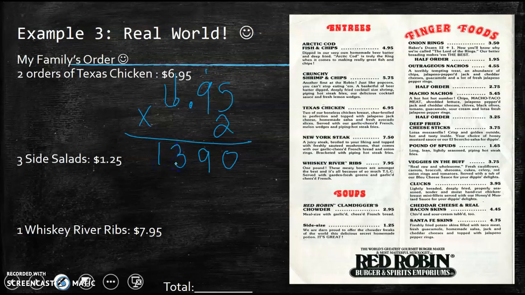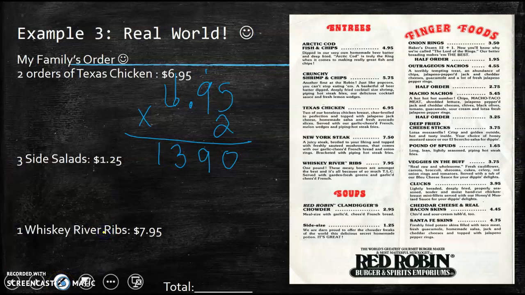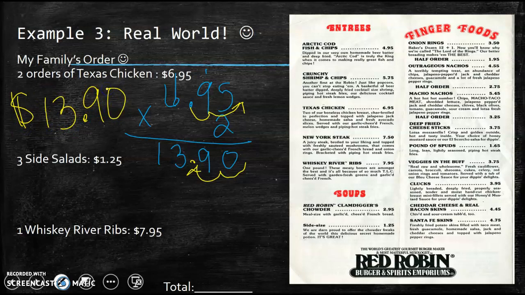Okay. And then now I can kind of think about, oh, well, I would have shifted the decimal twice and rewritten it. Instead, I kind of took a shortcut. So I'm going to take that same idea and shift it over twice. And so my orders of chicken ends up being $13.90. Was that logical? Well, $6.95 is about $7. 7 times 2 would be about 14. Yeah, that makes sense to me.